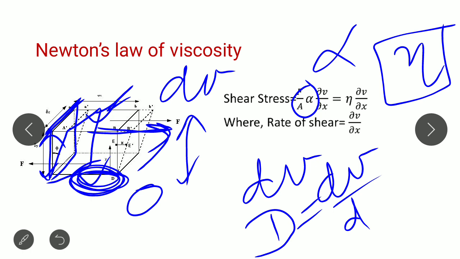If we talk about viscosity and define it on mathematical grounds, it is a tangential force per unit area, and its units are dynes per centimeter square, which is actually required so as to maintain a velocity gradient of 1 centimeter per second between two plane layers of liquid which are 1 centimeter apart.